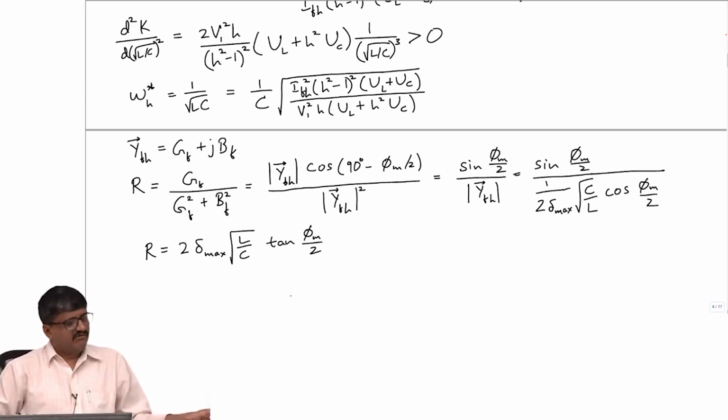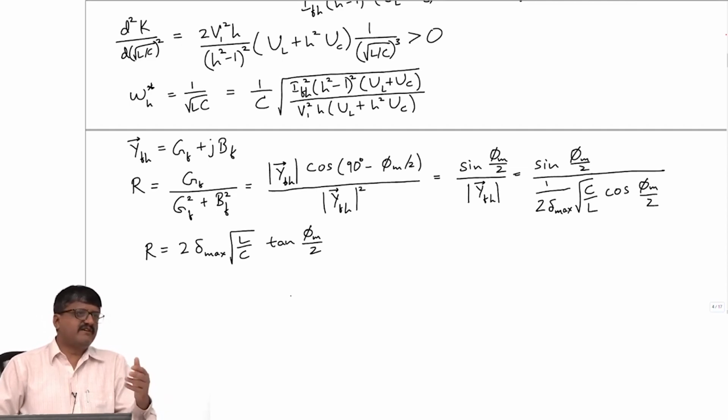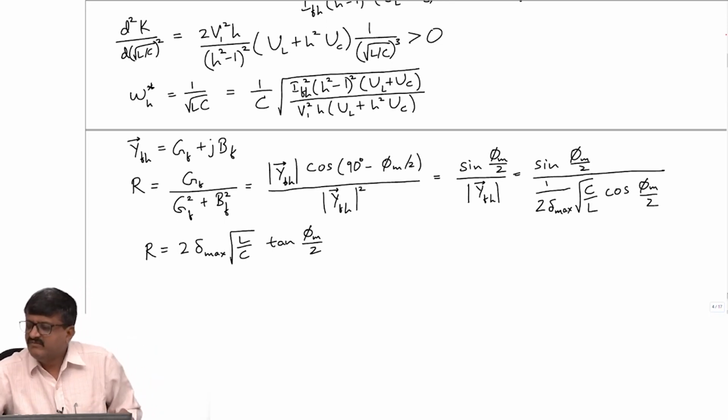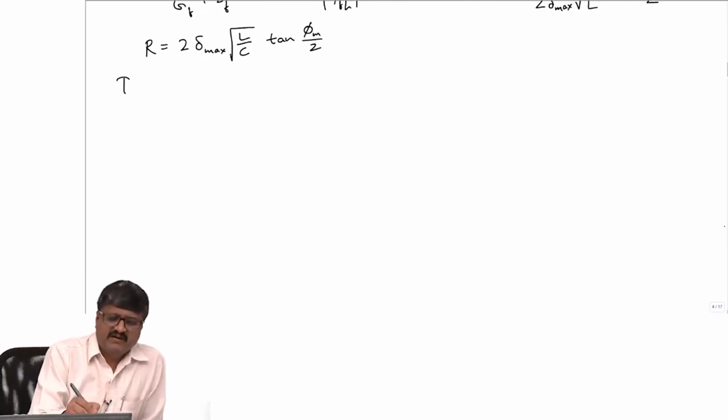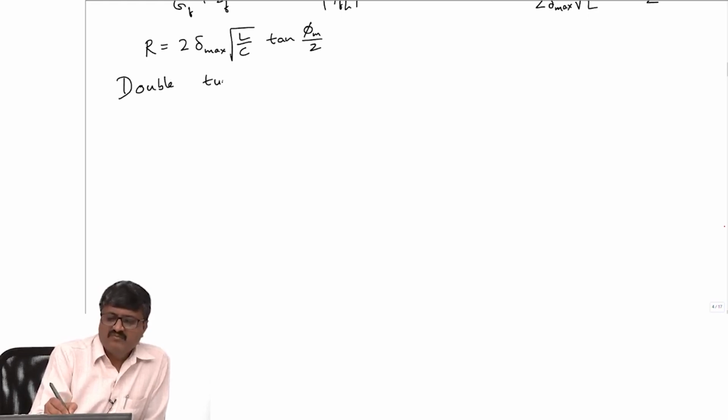Okay. Now instead of that, what one can do is, instead of a single tune filter, we can also have what is known as a double tune filter, which will act to minimize two frequencies. So it will do the job of two single tune filters. So I can have, instead of two single tune filters, one double tune filter.